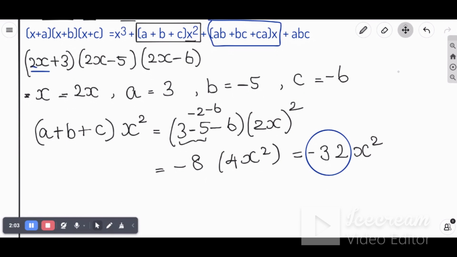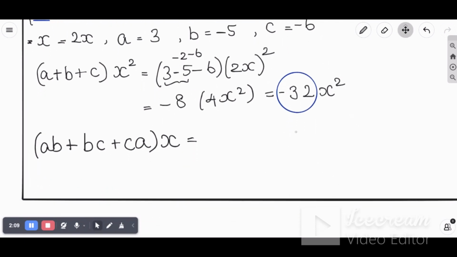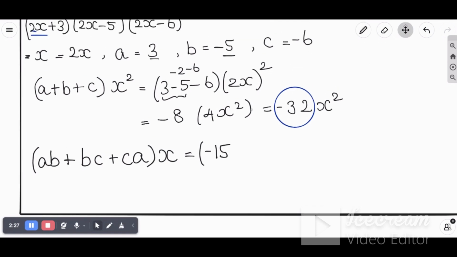Okay, AB plus BC plus CA. So now you have to find this. So let us start. AB plus BC plus CA, right? So what is your AB here? AB means A and B. 3 into minus 5. That will be your minus 15. And then BC means minus 5 and minus 6. So minus 5 and minus 6 is plus 30. 6 5s are 30, right? So that is the plus 30.